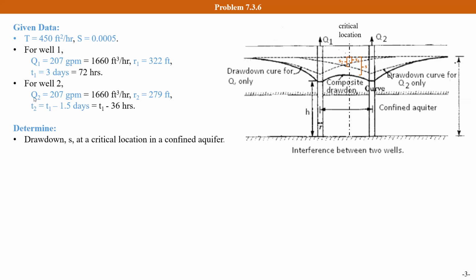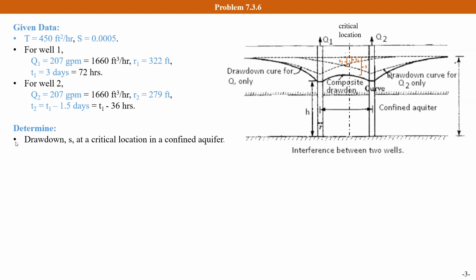And for well 2, the flow rate equals Q1, 207 gallons per minute. And the distance from the location of interest to well 2 is 279 feet. Because it told us the second well will start a day and a half after the first well, the pumping duration for well 2, T2, should equal T1 minus 1.5 days, which equals T1 minus 36 hours.